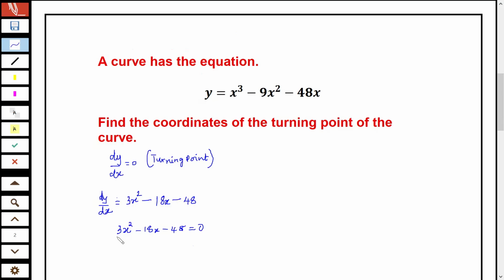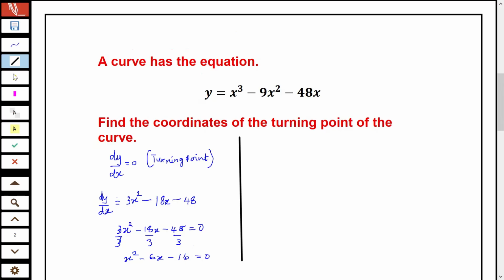So I'm going to simplify by dividing the entire equation by 3. So let's divide by 3, which is a common factor, or the highest common factor. Now 3 goes here, and we're left with just x squared minus 6x minus 16 equals 0. So x squared minus 6x minus 16 equals 0. So at this point, we will have to introduce the quadratic formula method.